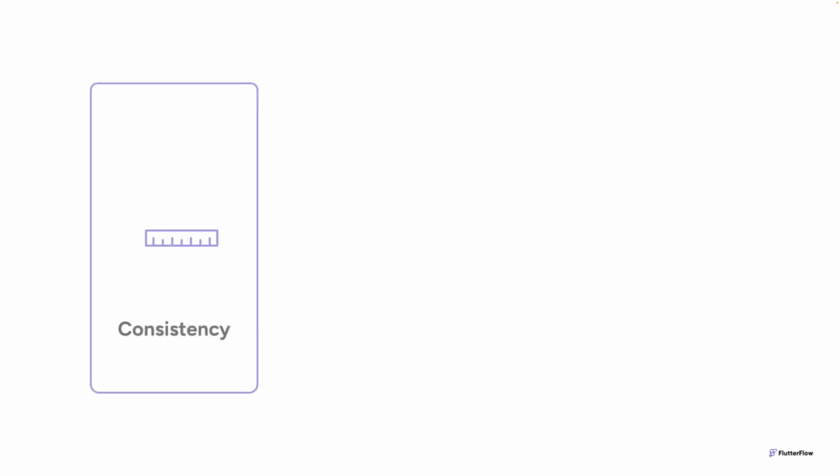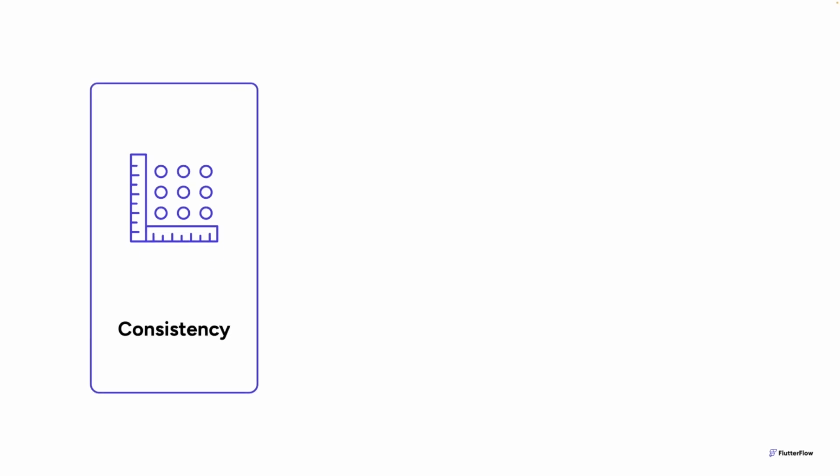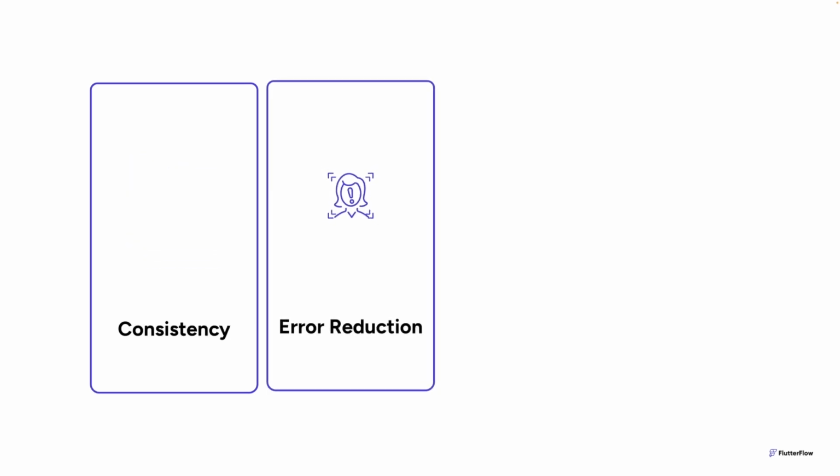Well, let's talk about component benefits. Components offer several key benefits. We talked about consistency. Components provide a consistent look and behavior across your app, reducing the likelihood of discrepancies occurring when the same UI elements are recreated multiple times. Error reduction. Because components minimize design duplication, the risk of errors is significantly reduced. Fixing an issue in a component means fixing it everywhere, leading to fewer bugs and inconsistencies across your app.